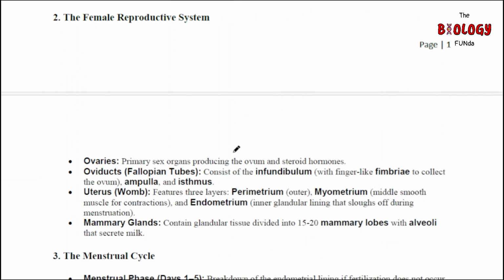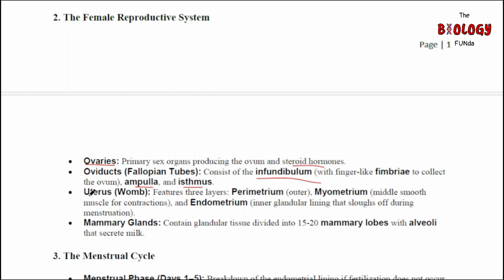Next we move to the female reproductive system which consists of the female organs, ovaries and some other accessory glands. Now ovaries are primary sex organs which produce the ova and the steroid hormones. Oviduct is the fallopian tube. It consists of infundibulum, ampulla and isthmus. Infundibulum has finger-like fimbriae which collect the ova.